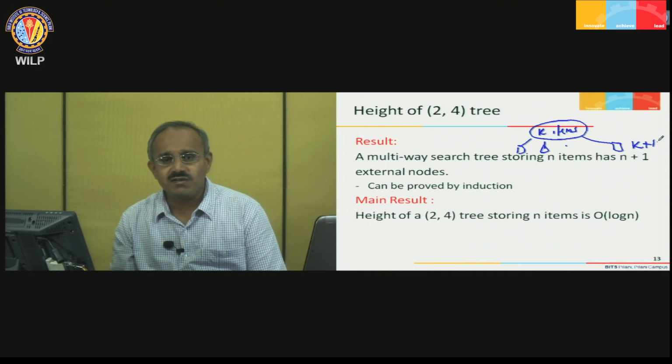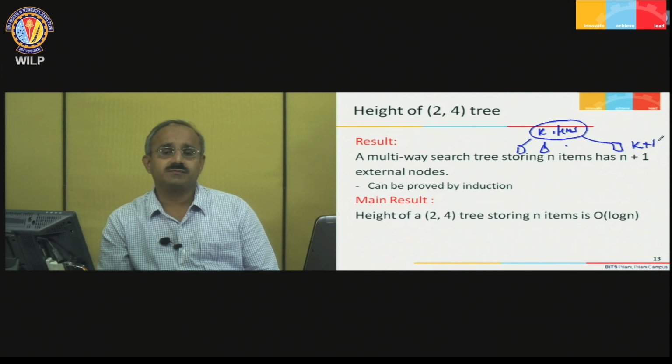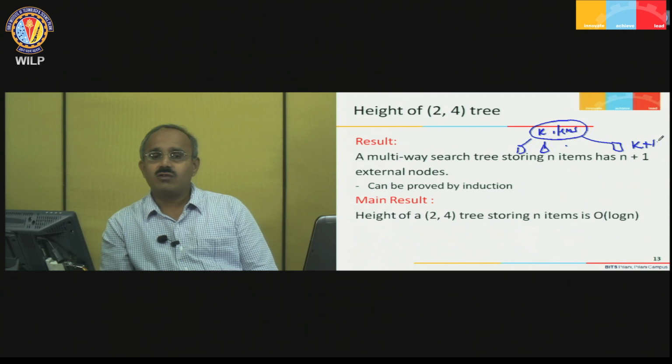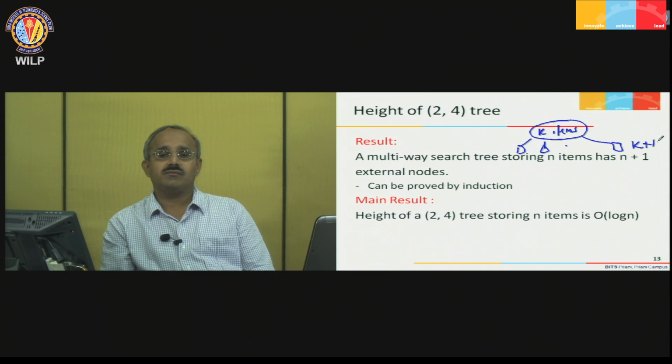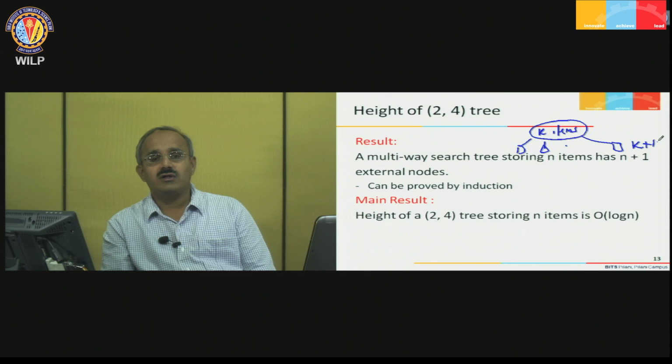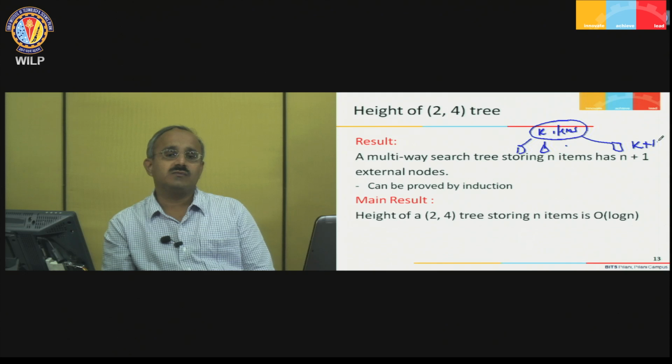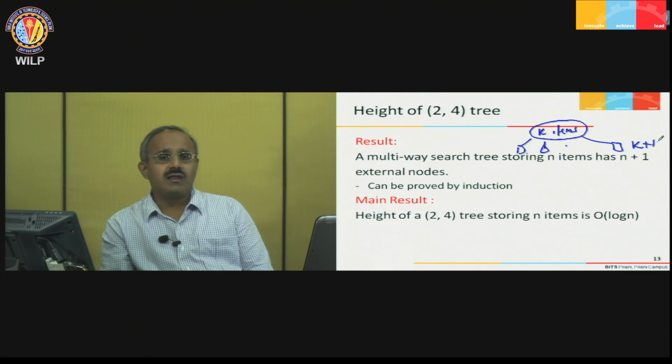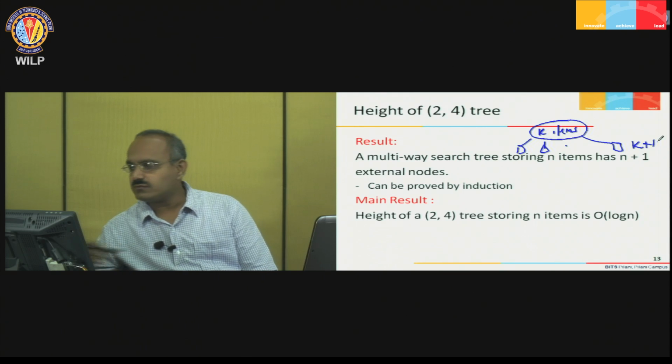So, the simplest case of your algorithm, or the base case of your induction, is when your height is going to be 1 and all your keys are stored at a single node. Then we see that this is going to have n plus 1 external nodes. The proof is not difficult, and can be easily extended to general n by induction.